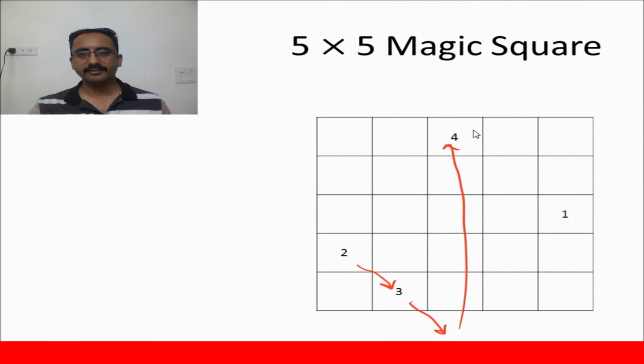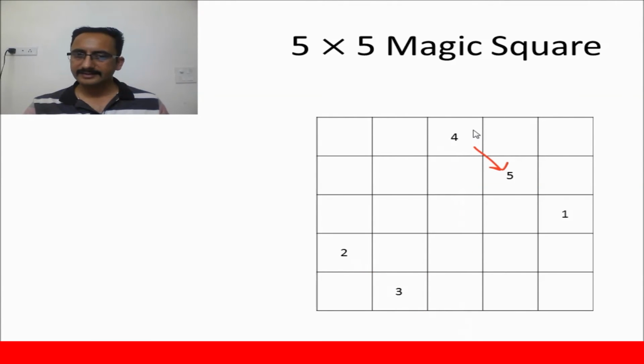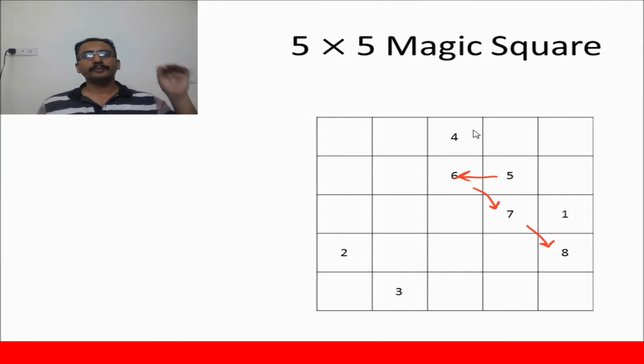Next, number 5, southeast. Next step, if I use southeast, I realize that the next grid is already occupied by 1. I can't use southeast here. So instead of going southeast, I'll go to the next left hand column and 6 will be placed here. Use southeast, write 7 and 8 respectively. Now pause this video. I'll take a back seat. You people complete this grid and then you will verify with mine.